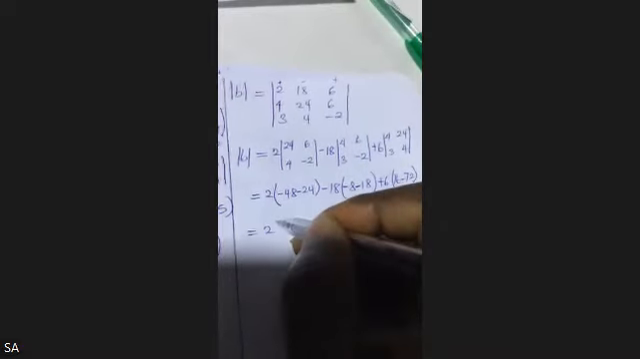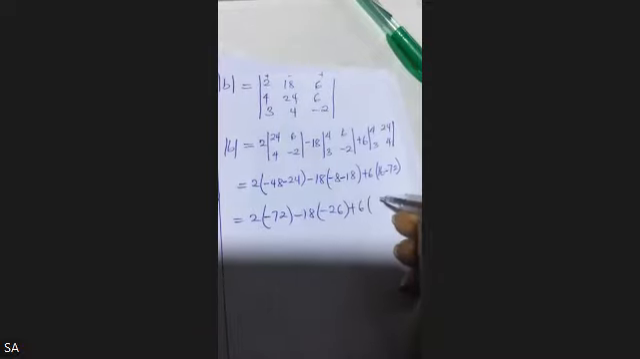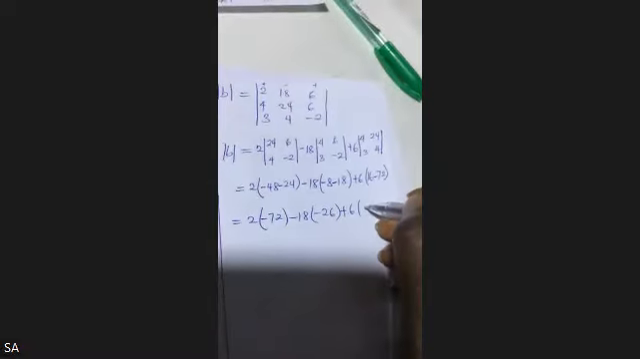So this is 2, open bracket, minus this should give us minus 72. Then minus 18 into what? Minus 8 minus 18 should be minus 26. Then plus 6 into what? 16. 16 minus 72 gives what? Minus 56. This is minus 56.